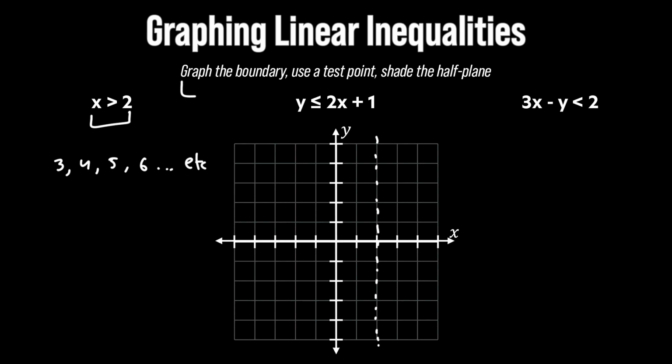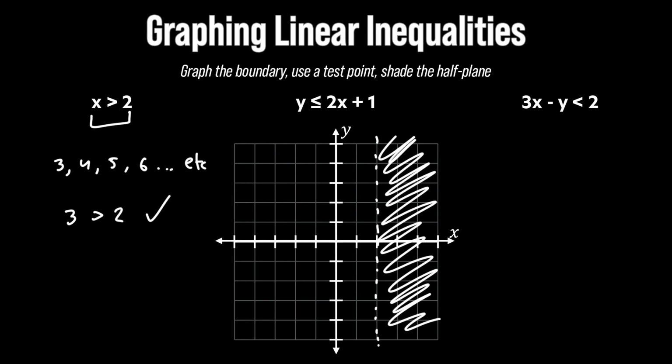So we've graphed the boundary, now we need to use a test point. So let's try a value of 3. If we plug in 3 for x, we're going to have 3 is greater than 2. And this checks out. So we know that the right hand side of the boundary includes all the values greater than 2. So we can shade it in. When graphing linear inequalities, the only additional step you need to make is shading in the side of the plane that's included in the inequality.